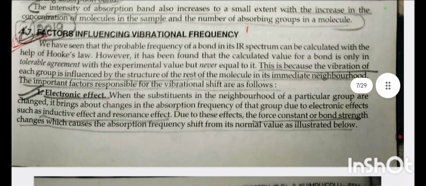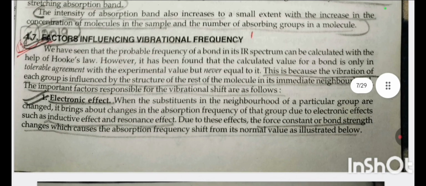Factors influencing vibration frequency. We have seen that the probable frequency of a bond in an IR spectrum can be calculated with the help of Hooke's law. However, it has been found that the calculated value for a bond is only in tolerable agreement with the experimental value but never equal to it.